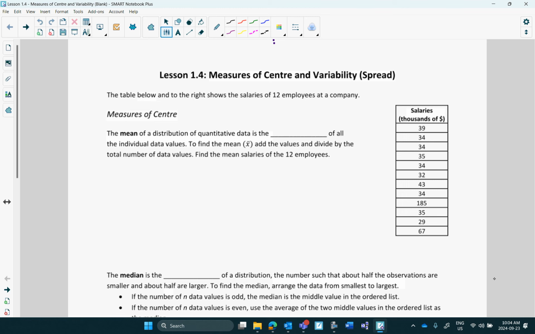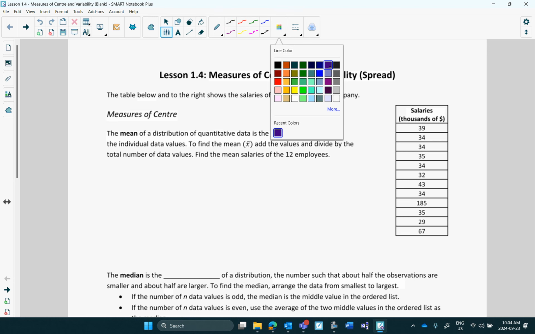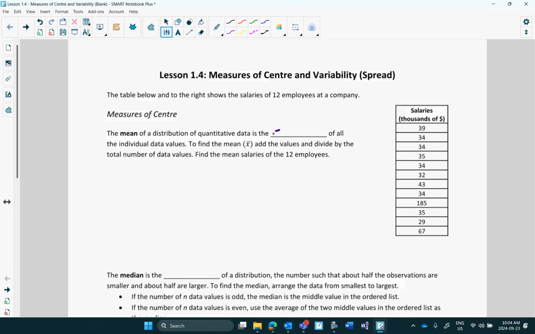So two main measures of center. One is called the mean, which you are all familiar with. Just the average. And how do we find the average of a set of numbers? We add them all up and divide by how many there are.